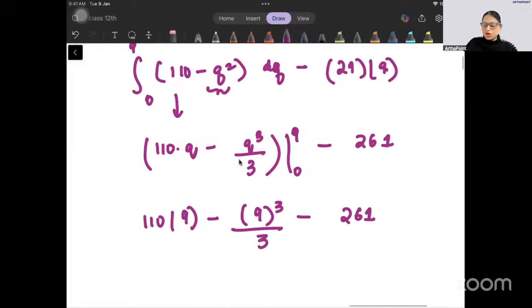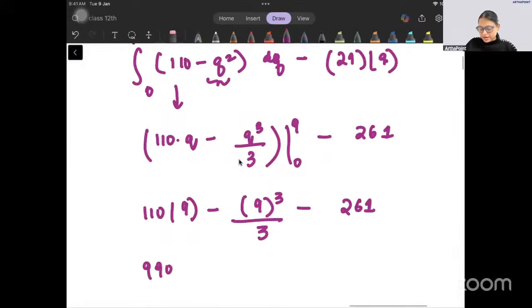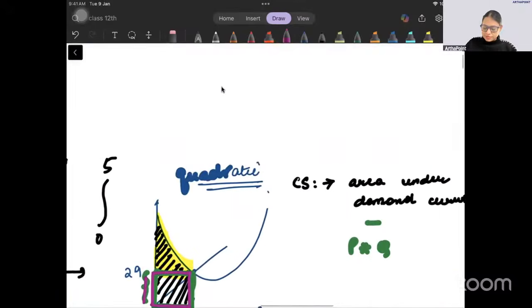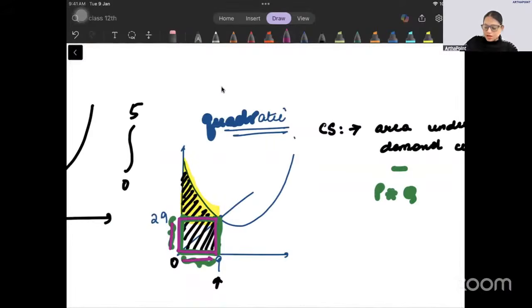Just solve this. Tell me what answer all of you are getting. 990 minus 3 into 9 into 9 minus 261. 486. Okay, so that's the answer to this question. 486 will be the answer. Shaded region, yes. This is your consumer surplus, this region.